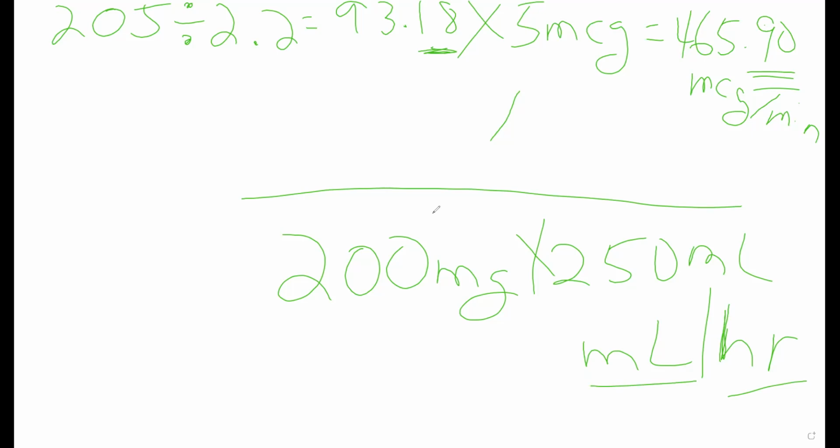All right, so now we have 465.90 micrograms per minute. We have to get to milligrams per hour. Okay, so next step is take your 465.90, that whole number, and you're going to divide that by 1,000. And that's going to make it milligrams.